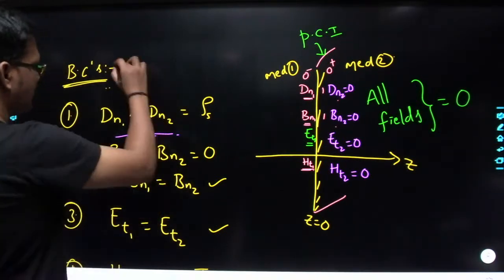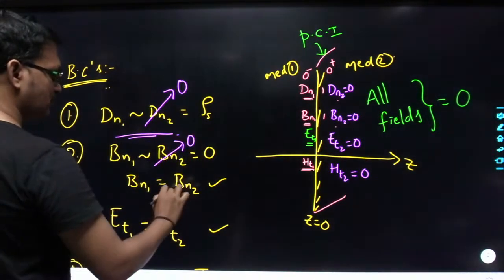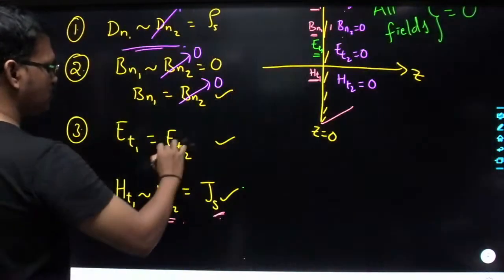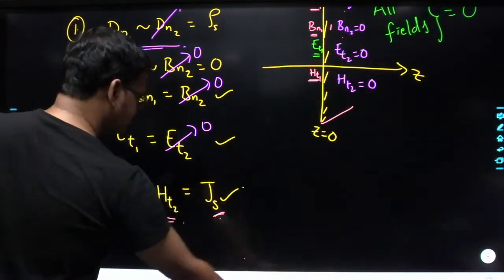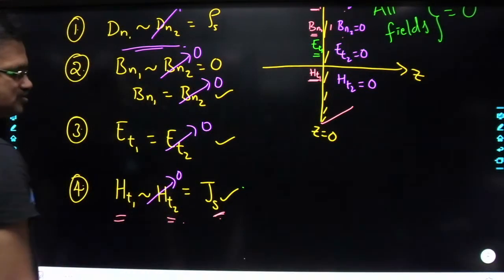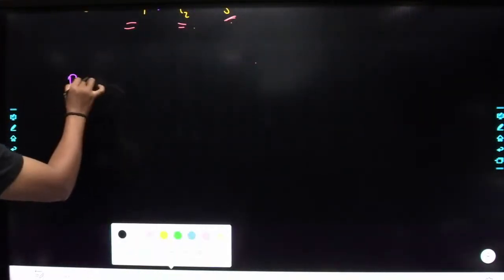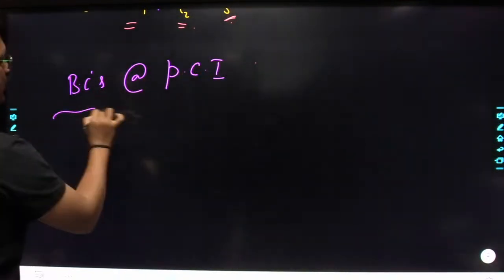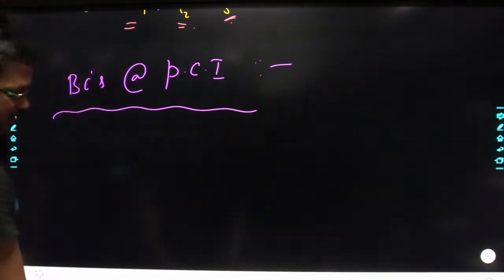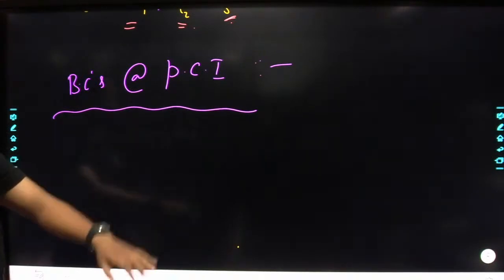Which means here in the boundary conditions you can replace DN2 equal to 0, BN2 equal to 0, ET2 equal to 0, and HT2, equivalent to 0. So if you put all the field components in medium 2 equal to 0, then what are the boundary conditions at a perfect conducting interface? All the field components at 0 plus will become equal to 0.